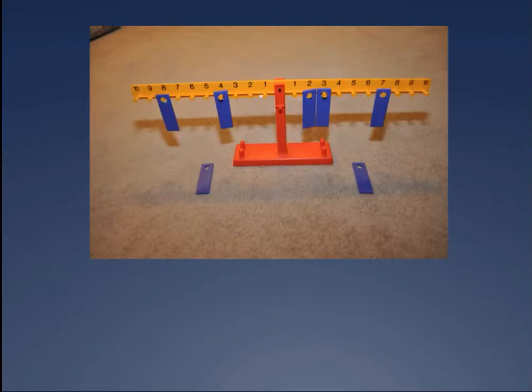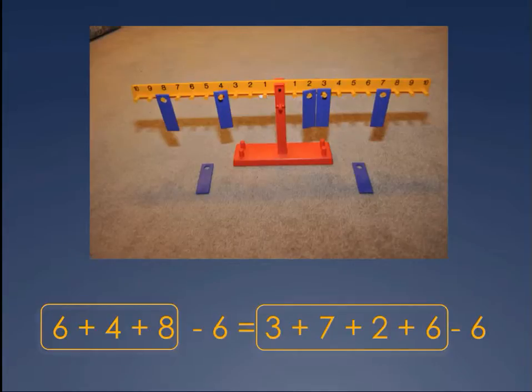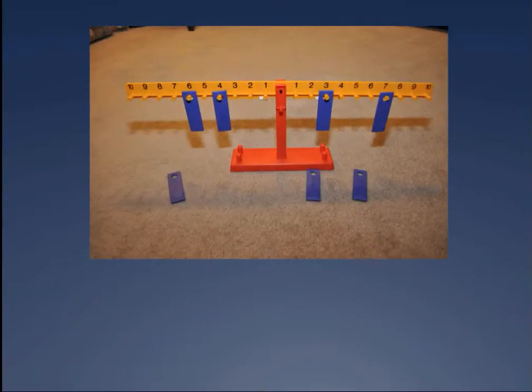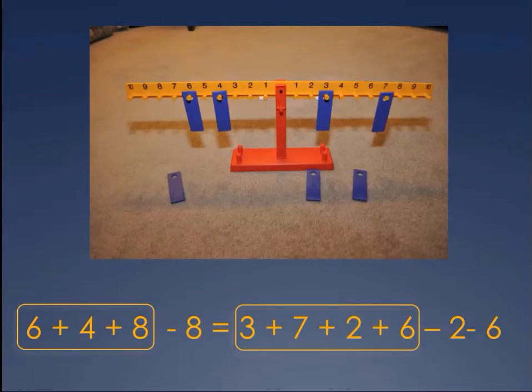Can you take off one number from each side and still have it balance? Students might notice that there's a 6 on both sides, so they can take off the same number from each side and still maintain balance. Now, can you take off one value from each side in a different way and still keep it balanced? Here they can take off 8, but it's shown in 2 different ways.